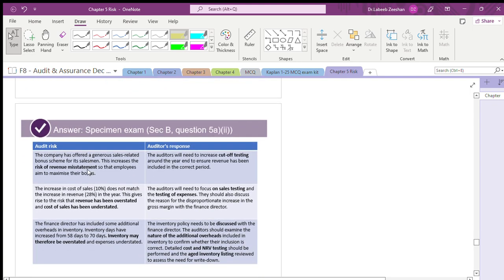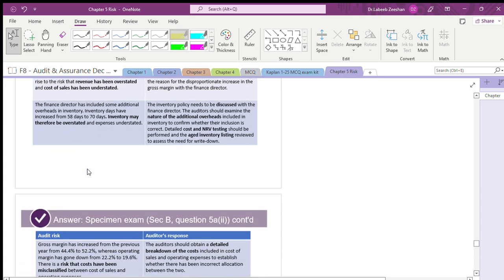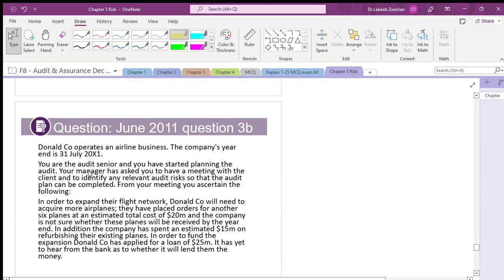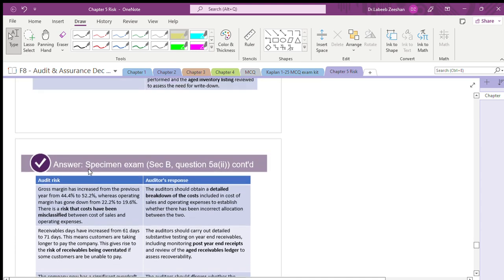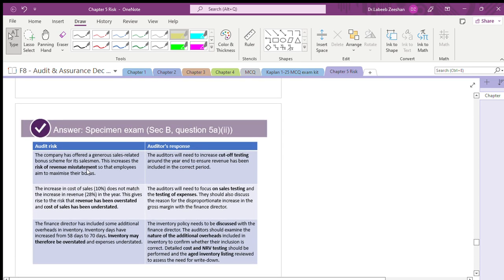One by one. How many have they said? They have 6. Is it right? 1, 2, 3, 4, 5, 6. Only 6 they have mentioned. Now, see the thing. What we have discussed and what is there goes side by side precisely: audit risk and audit response. First, what are they offering? They are offering a generous sales related bonus scheme to its salesmen.